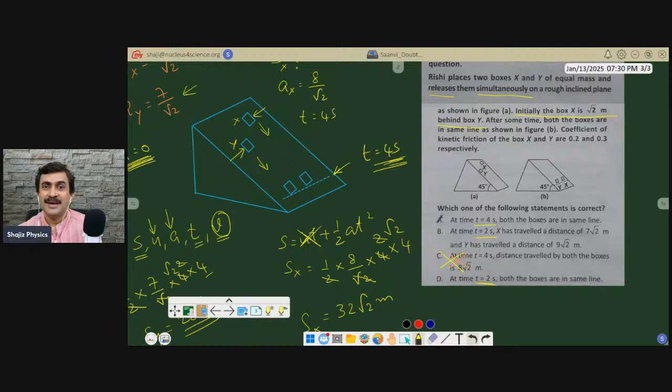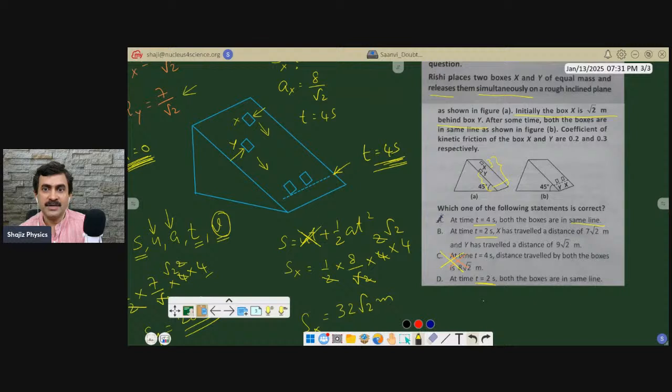So after 4 seconds, if both are at the same line, the difference between the displacements should only be root 2 meter because x is root 2 meter behind y. Okay. So in 4 seconds, say y travels 10 meter, but x travels 10 plus root 2 meter. Then both will be on the same line after 4 seconds.